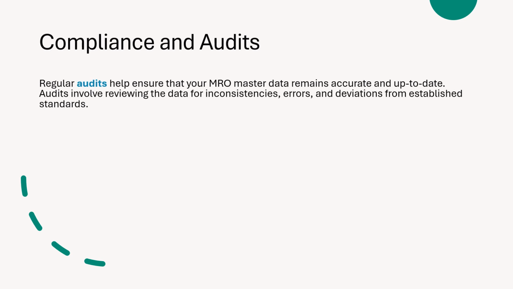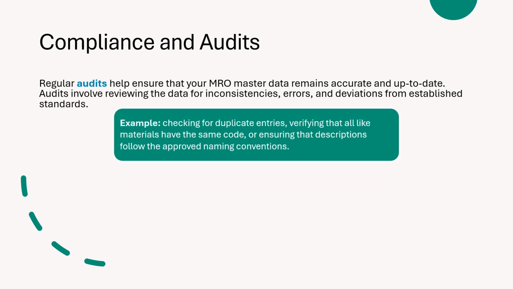Compliance and audit requirements are also key components of data governance. Regular audits help ensure that your MRO master data remains accurate and up to date. Audits involve reviewing the data for inconsistencies, errors, and deviations from established standards. For example, an audit might involve checking for duplicate entries, verifying that all like materials have the same code, or ensuring that descriptions follow the approved naming conventions.